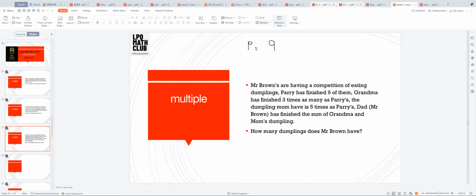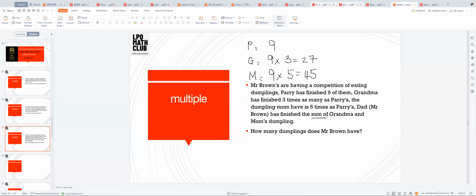Grandma has finished 3 times as many as Perry. So Daniel, how many dumplings does Grandma eat? 27. Very good. 9 times 3 equals 27 dumplings. So the dumplings Mommy has is 5 times Perry's. So Mom has how many? Mom has 45. Very good. 9 times 5 equals 45. So Daddy finished the sum of Grandma's and Mom's dumplings.